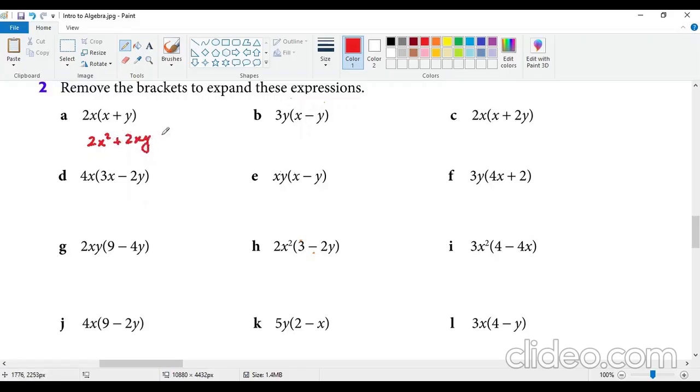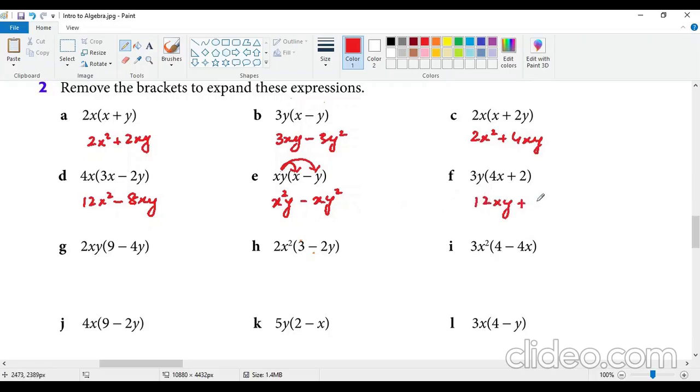This will give you 3xy and minus 3y square. This will give you 2x square plus 4xy as an answer. This will give you 12x square and minus 8xy as an answer. This will give you x square y and xy square. This will be multiplied by this first to give you x square y and then minus xy square. This will give you 12xy plus 6y as an answer.